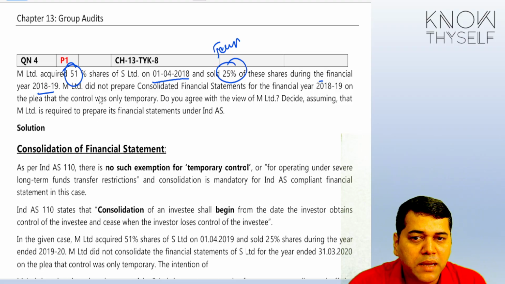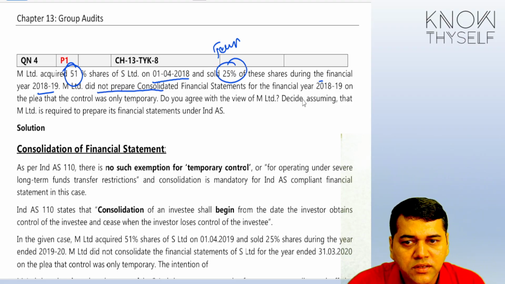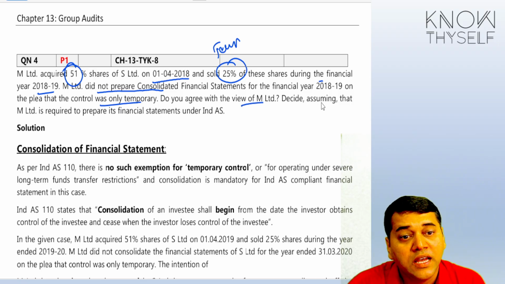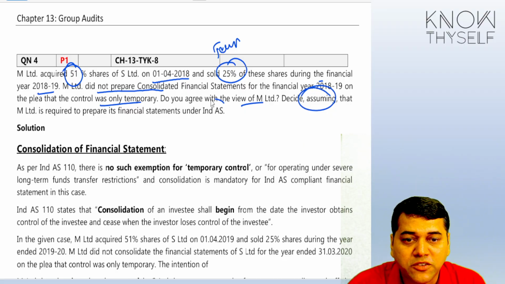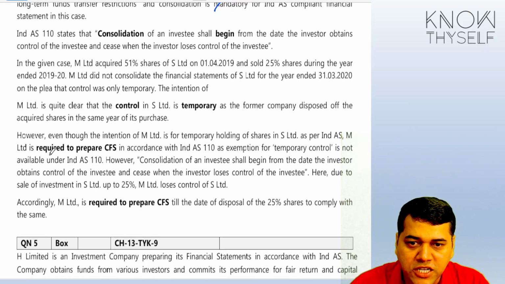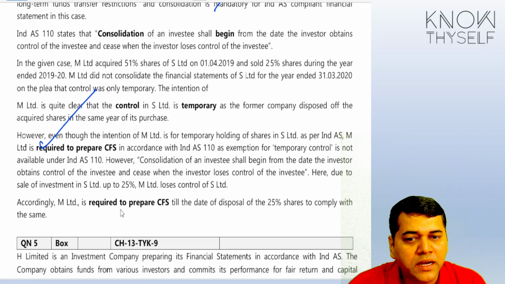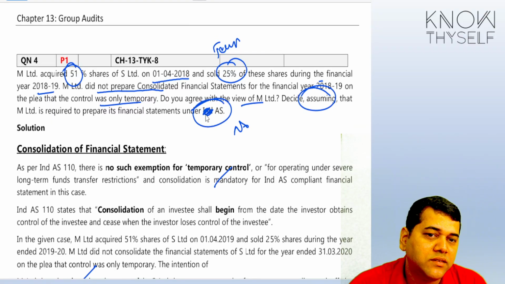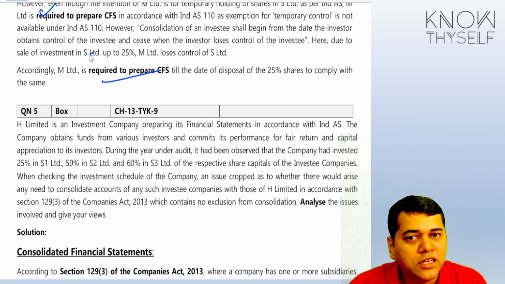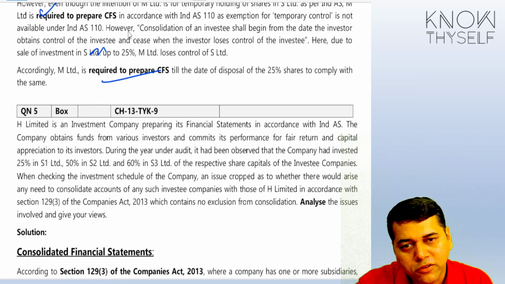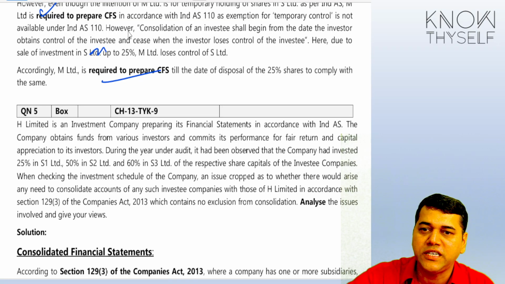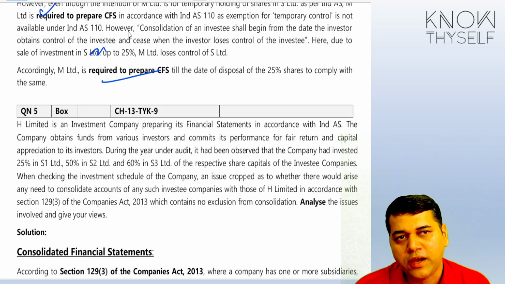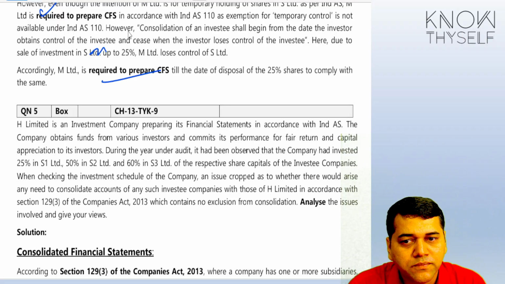M Limited did not prepare CFS on the plea that the control was temporary. Do you agree with M? Decide, assuming M has to prepare as per Ind AS. And you say no, because temporary is not given, consolidation has to happen. So they are required to prepare the CFS. What if in the examination they twist and say bring AS? Then you say consolidation is not required. And then you can also add a line, however, if it was Ind AS, then it would have been required. So if you have got a confusion, then state your assumption.